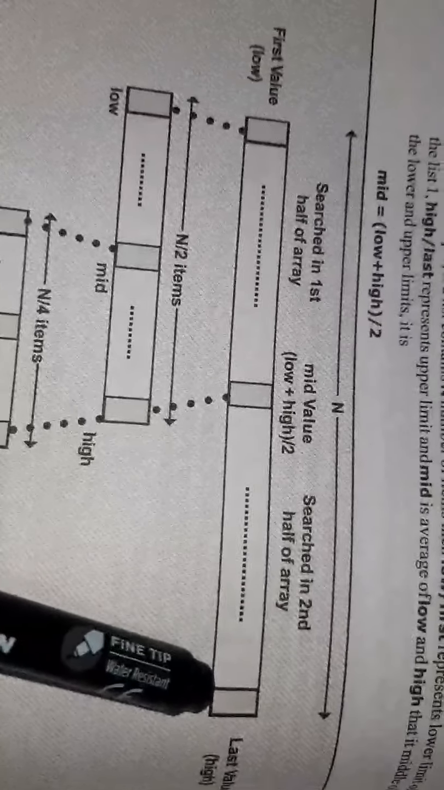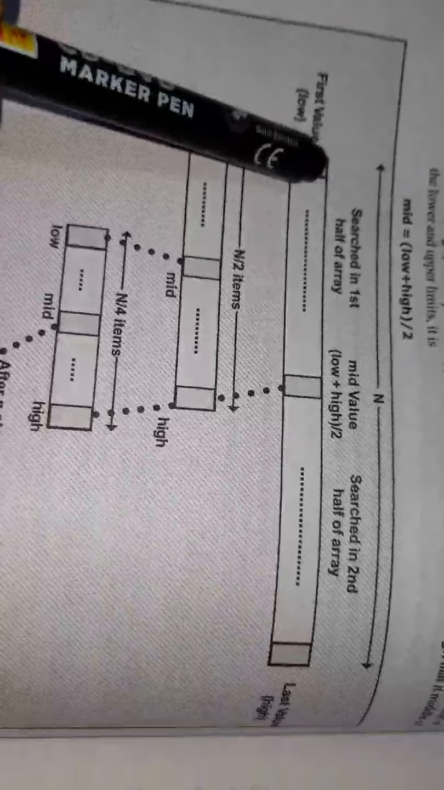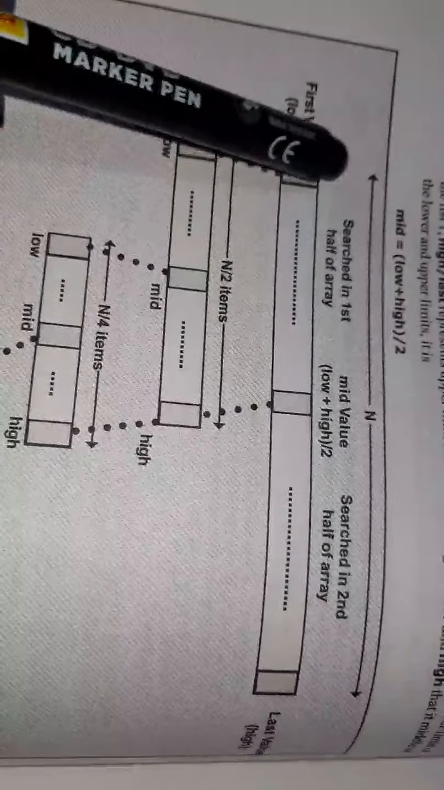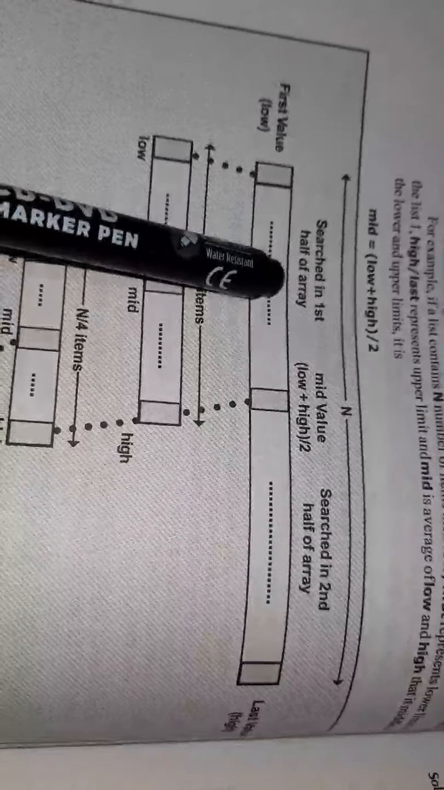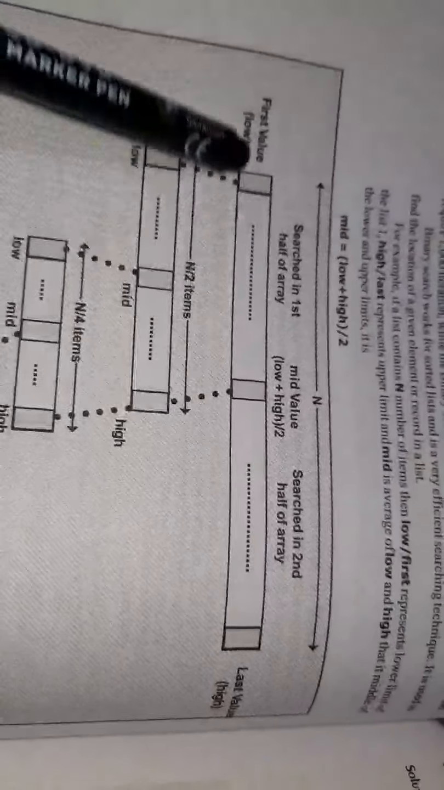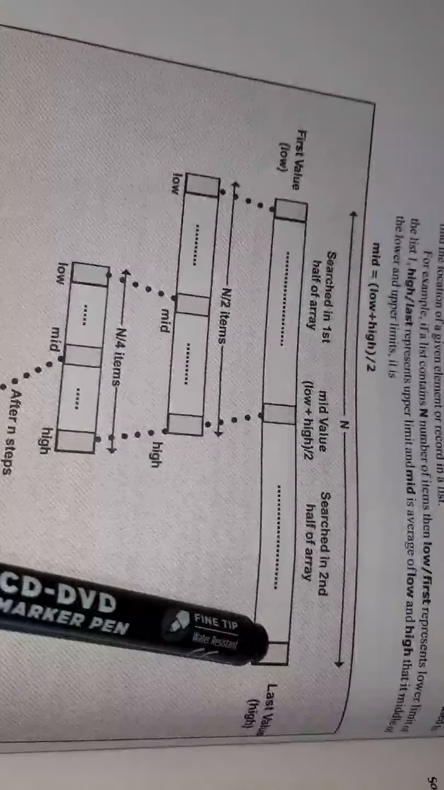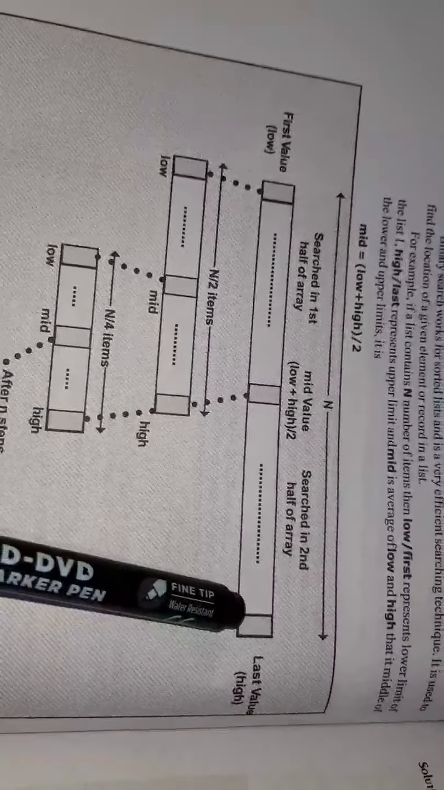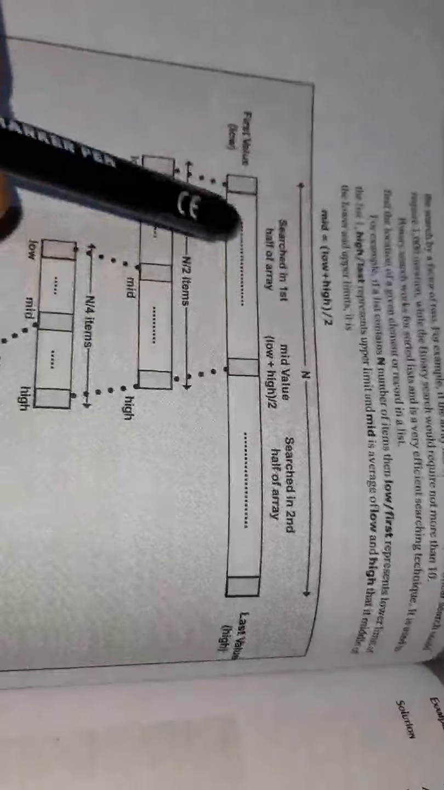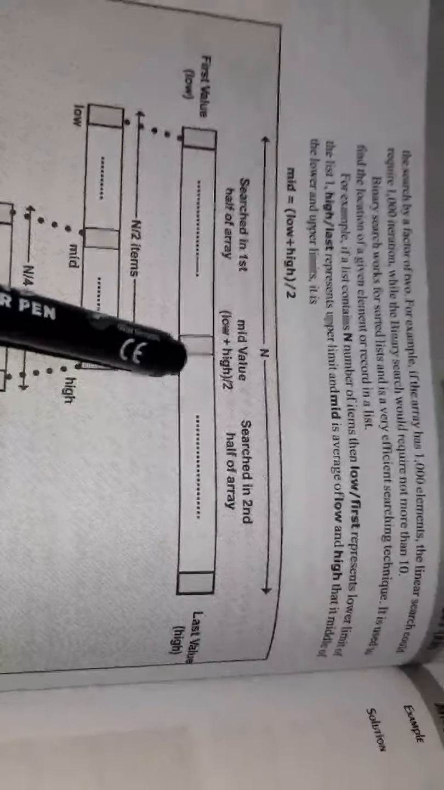Let's say this is the array block where the numbers are stored. This is one block, array element 1 or index 0. So index 0, index 1, index 2, 3, 4, 5, 6, 7, 8, 9, like that. Let's say there are 10 array elements, or 10 data values, starting from 1 to 10. Now what happens in binary search is you consider the lowest value, the highest value, and the mid value.